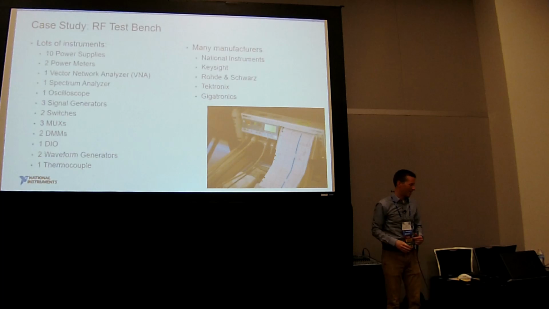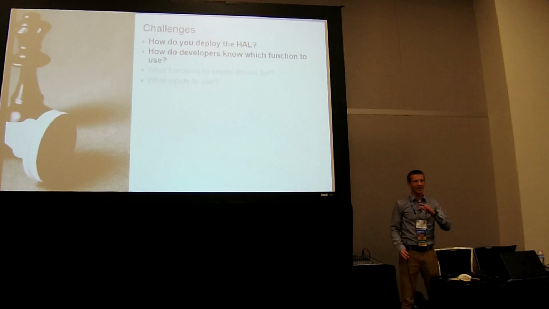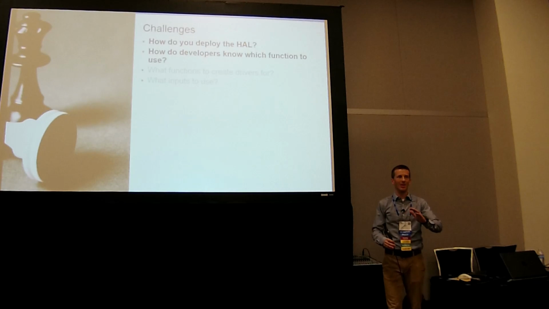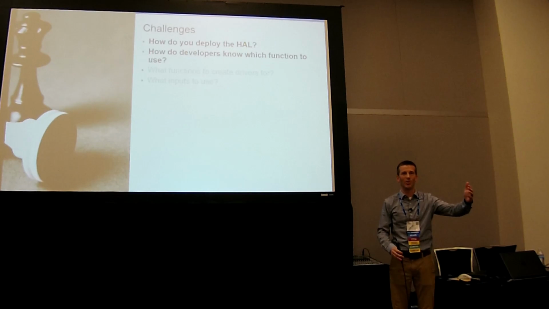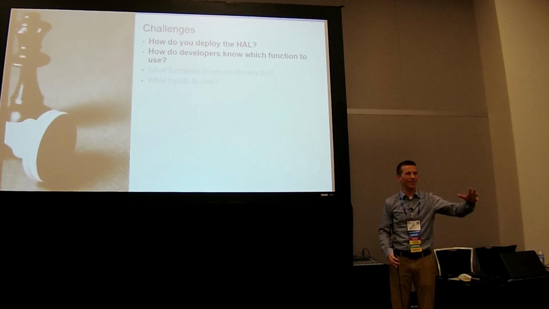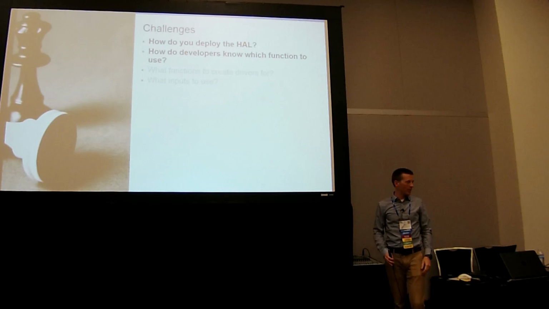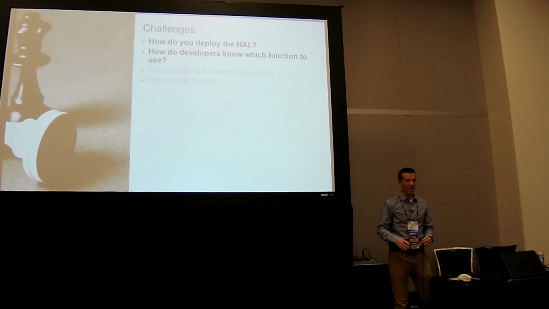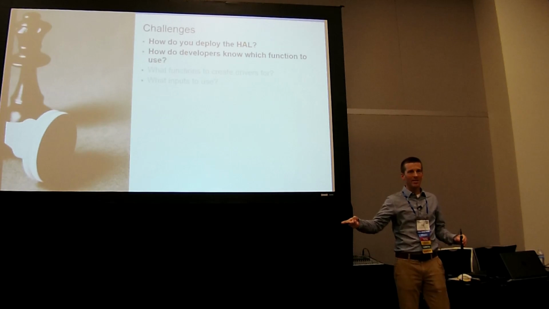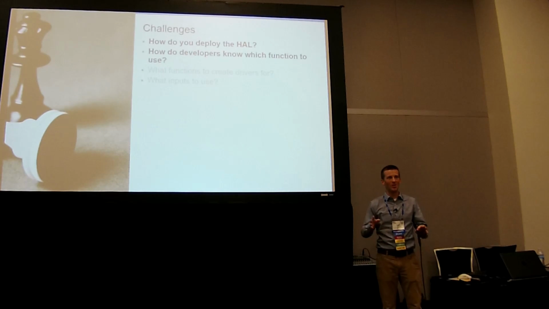This is not what it looked like at all, of course. It's much bigger. The other thing with this bench is that the idea was for it to be supportable for 20-plus years. So it's going to have to last, and we're going to be developing code on this, testing different things on this. We don't want to have to go back and update everything if you have to make a change. So what are some of the challenges here? The first things we're going to look at are how you deploy it, which I mentioned before. Then, how do the developers know which functions to use?